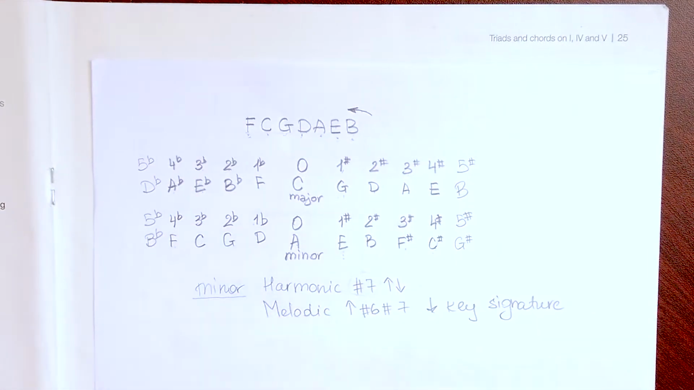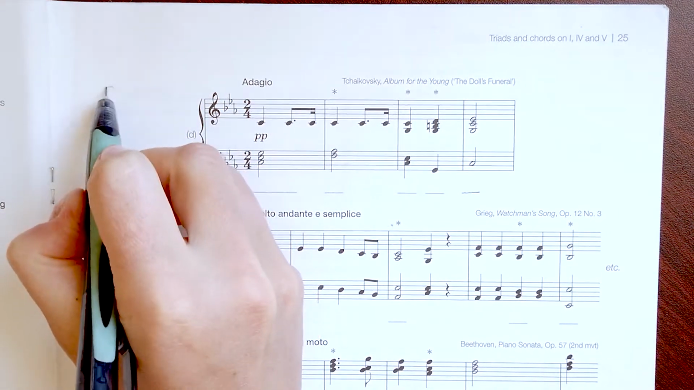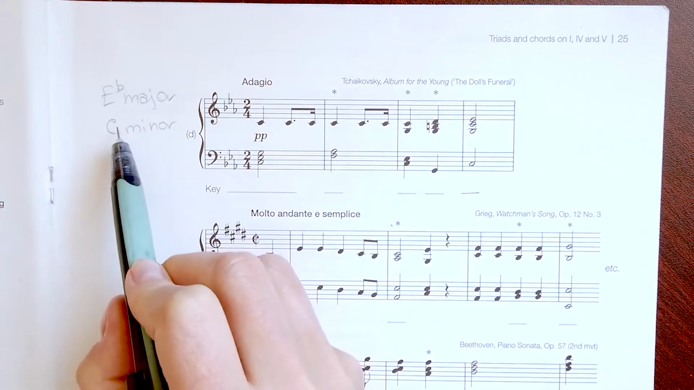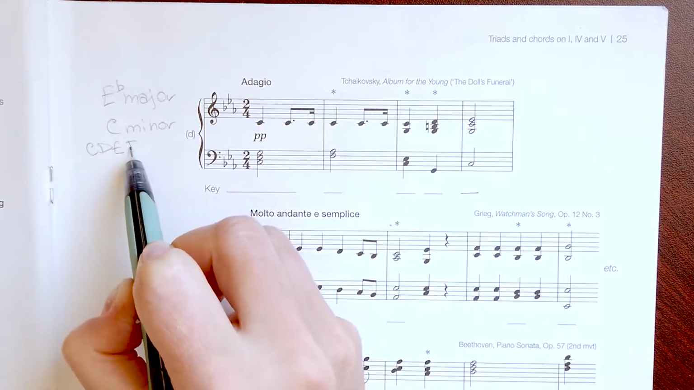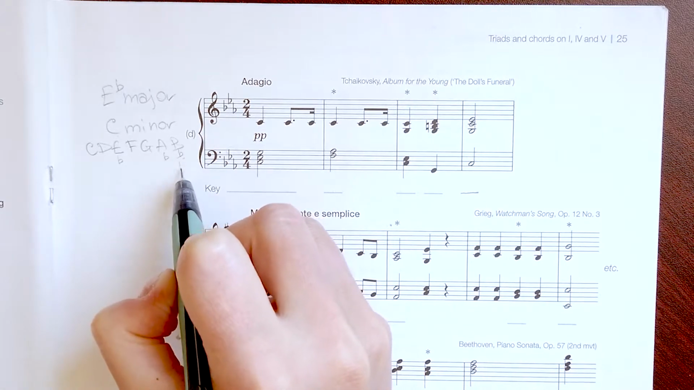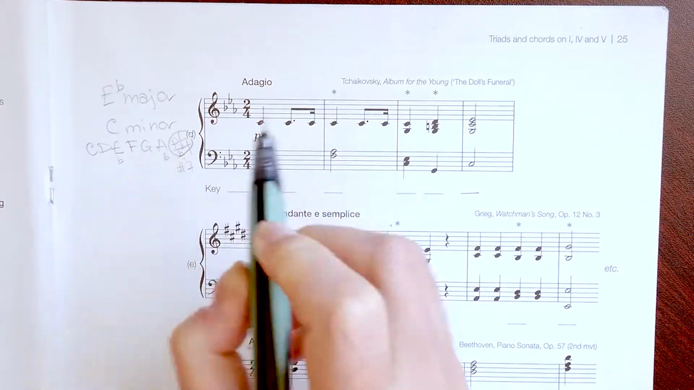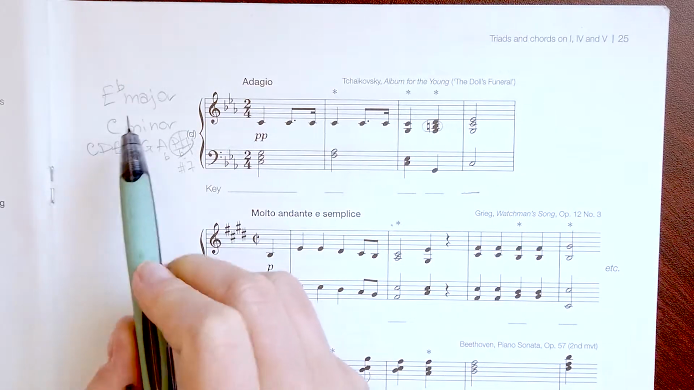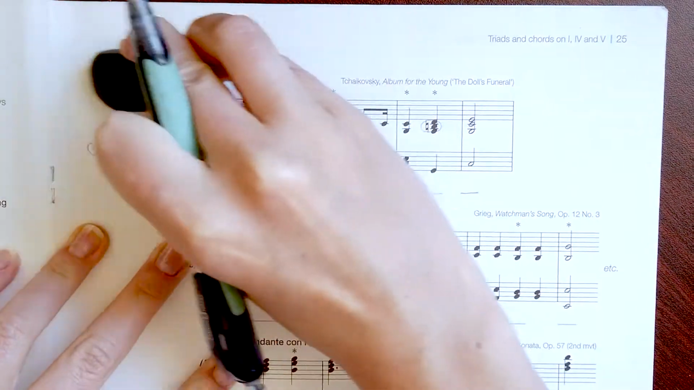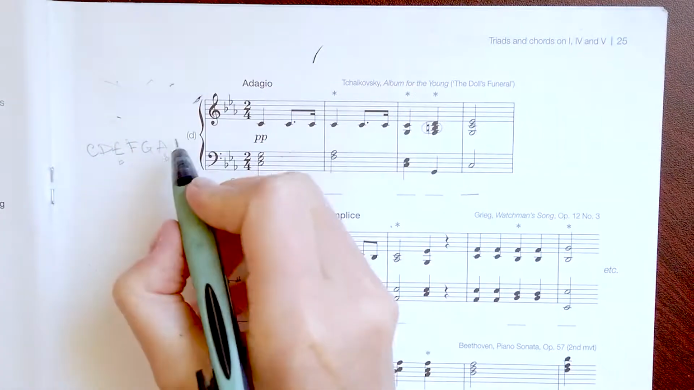Next task, let's check, it has 3 flats. It should be either E flat major or C minor. In this case, we check the C minor as well, and we check the raise of the 7th. The 7th is B natural, and we can find B natural here. In this case, we follow the C minor scale. Let's write the table for the C minor.